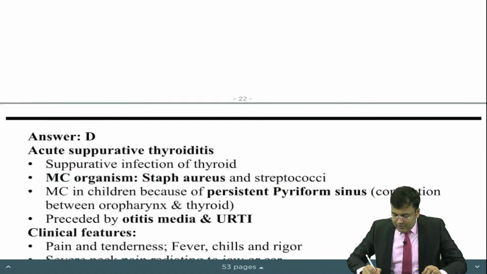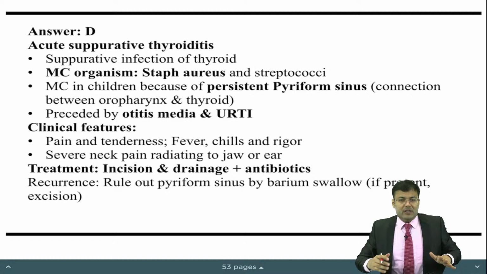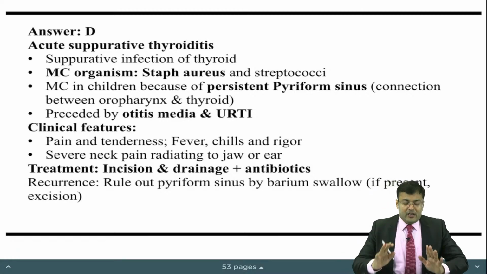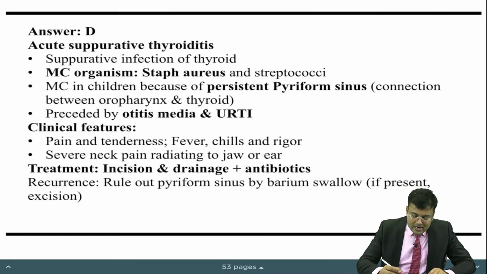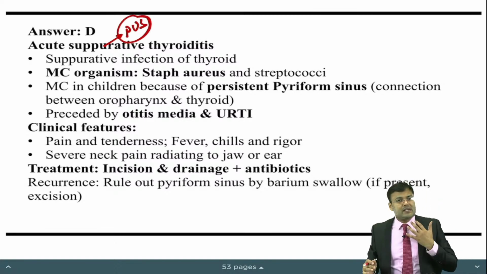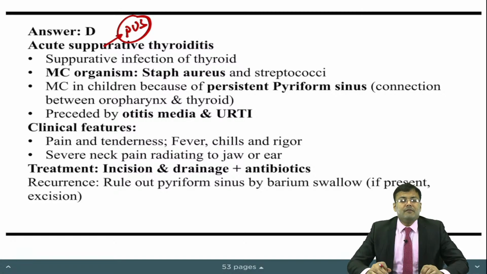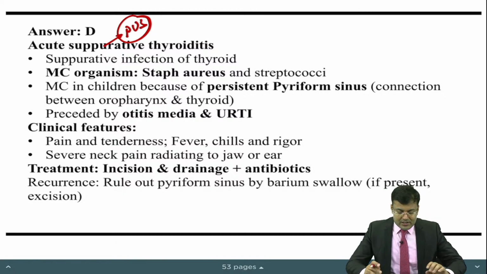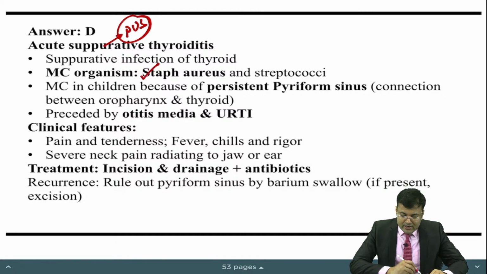Since some of you were not very clear about this condition, so let us discuss in detail. Acute suppurative thyroiditis. Suppurative means there is collection of pus, and if there will be pus collection, obviously there will be fever. Sometimes there are chills and rigor. There is leukocytosis, raised ESR. So this is suppurative infection. Most common organism is Staph aureus. Why it is more common in children?